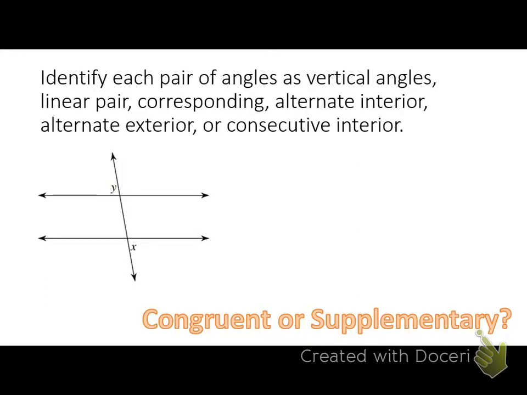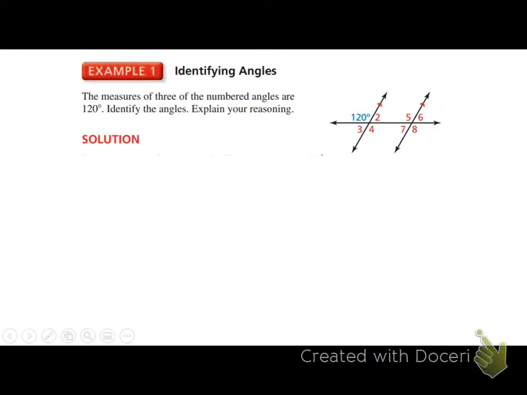Good job, Aramis. Good. Alternate exterior and congruent. We're going to go back to our notes for a minute and then come back to the boards. So you can flip to the next page. We're going to actually apply. It says the measures of 3 of the numbered angles are 120. Identify the angles and explain your reasoning.